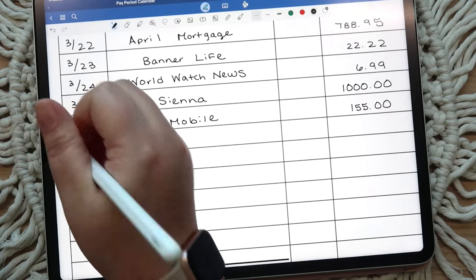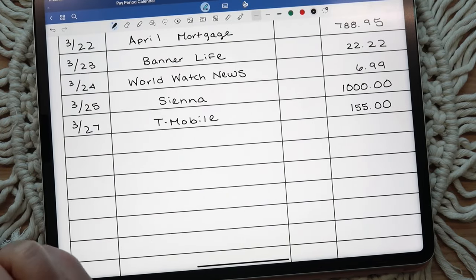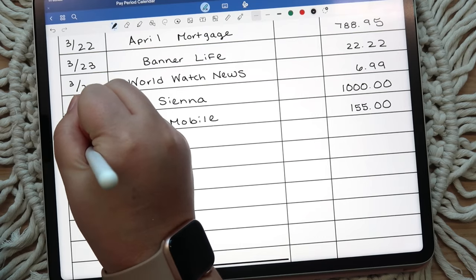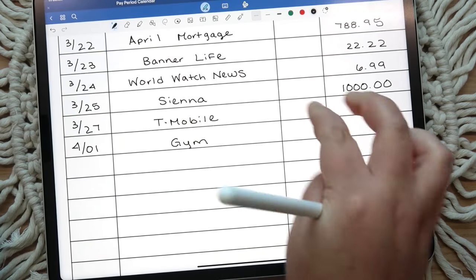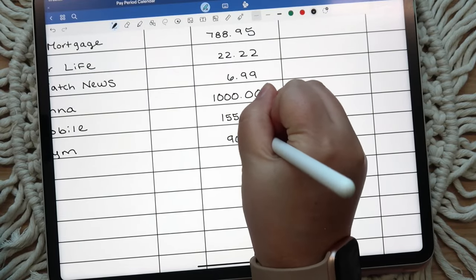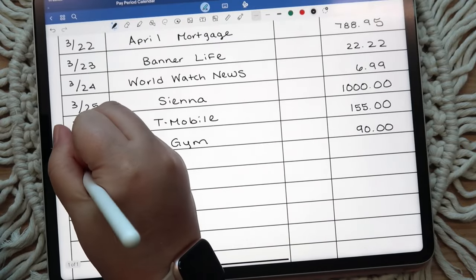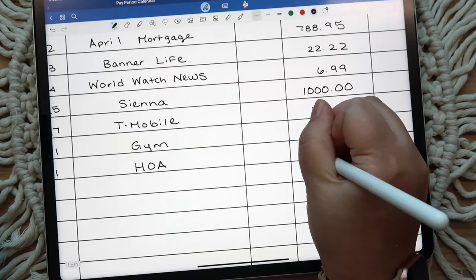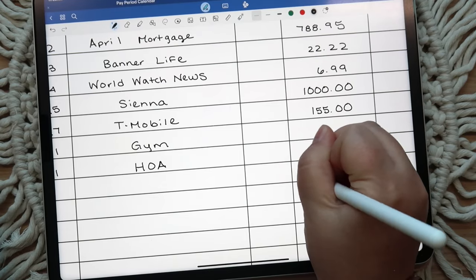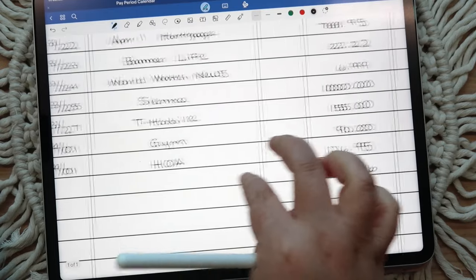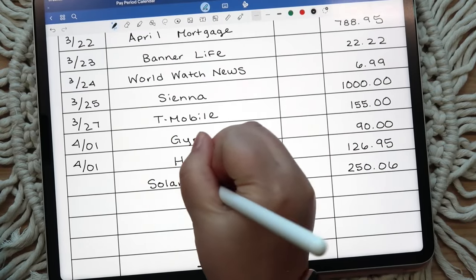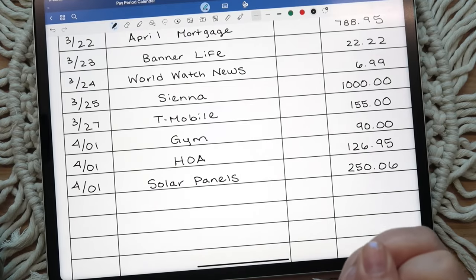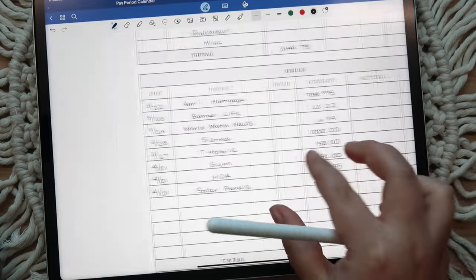So we have on the first, let me make sure here. Yeah, so we have all these things, right? So on the first, we have our gym membership, which is $90. And then we have the HOA for our community, and that is $126.95. $250.06 for the solar panels. That's due on the first, and then I believe that's gonna be it.